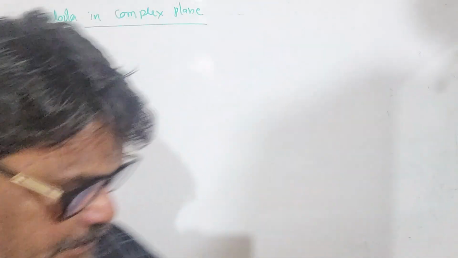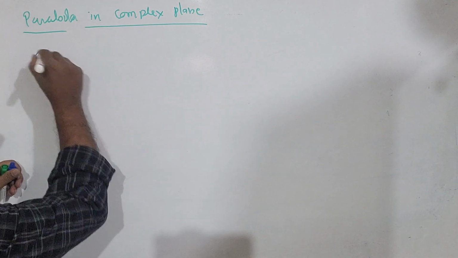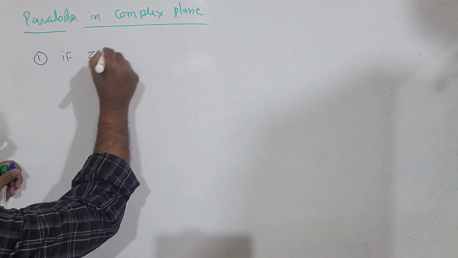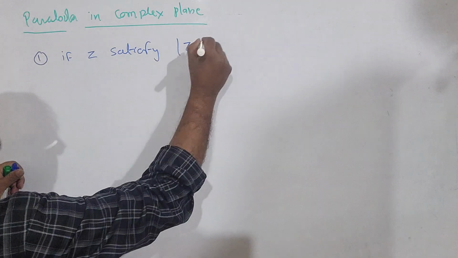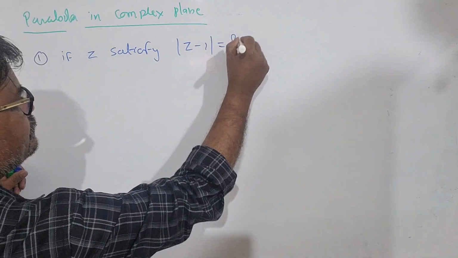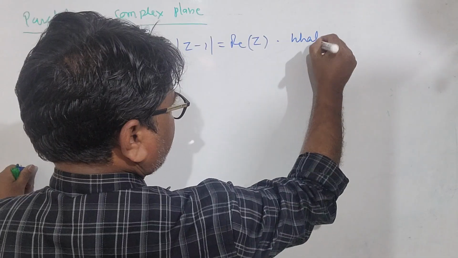Hello everyone. In this video we will see a problem related to the parabola in the complex plane. You have a question like this: if z satisfies modulus of z minus 1 equal to the real part of z, then what is the locus of z?